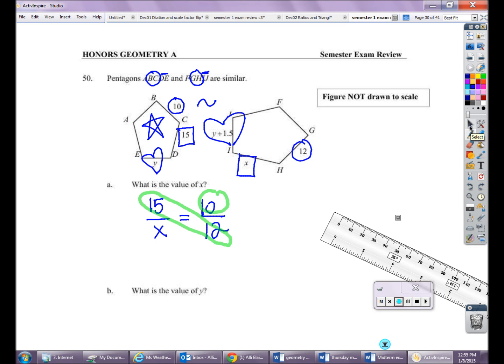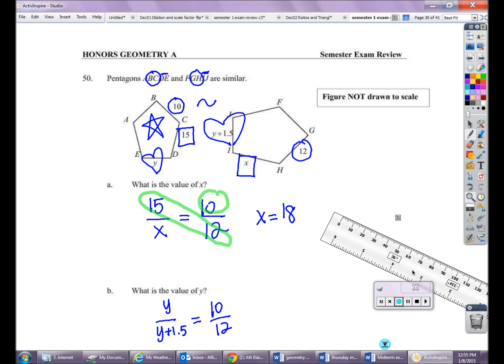So 12 times 15 is 180. And then when you divide by 10, you'll get that X equals 18. Oh no, my X is late. Okay, there you go. X equals 18. Alright, now let's do Y. So I'm going to pick Y. Y is partners with Y plus 1.5. That's fine because they're the same variable. And then I'm going to pick my 10 and 12 again.